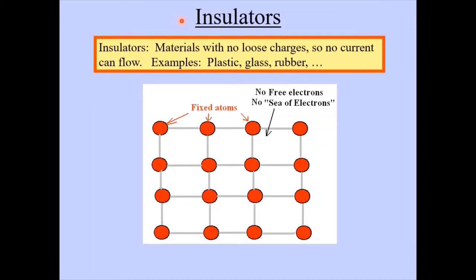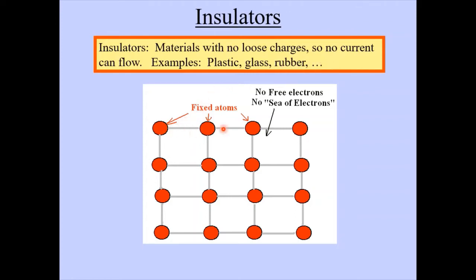Sort of the opposite of a conductor is an insulator. An insulator is a material that has no loose charges, so no current can flow. So examples of insulators are plastic, glass, and rubber. Wood is also a pretty decent insulator.